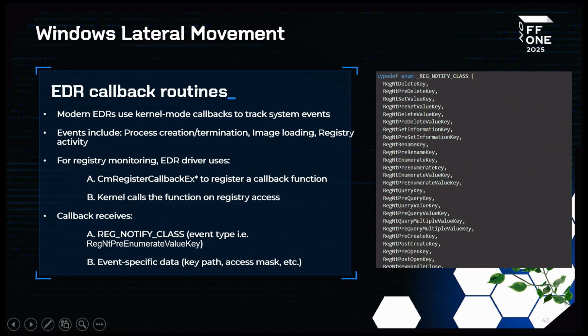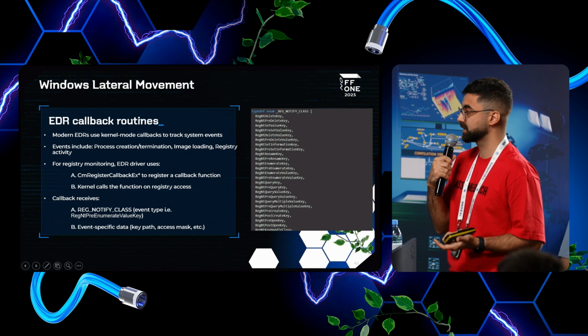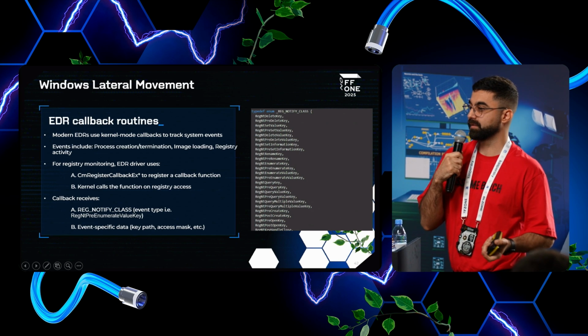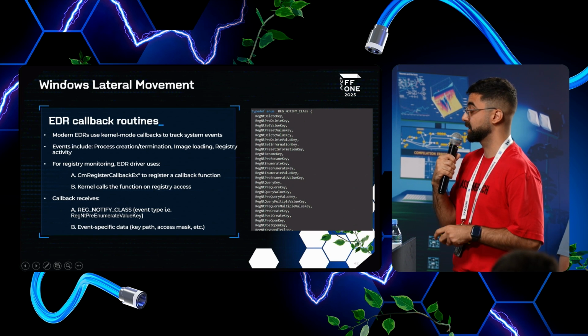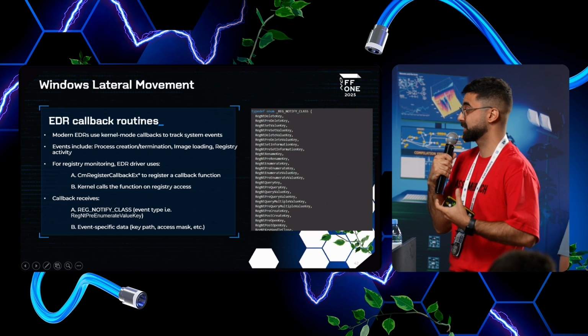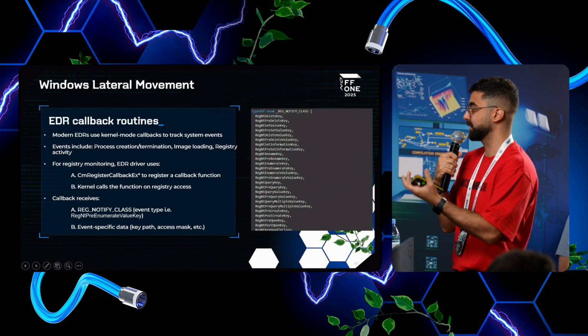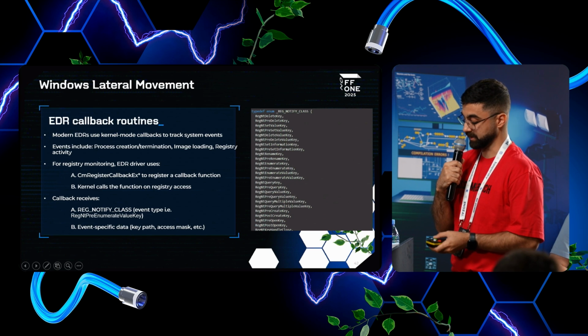And so the driver will receive two things. The first one is what we call the registry notify class, which is the type of event that happened, like I'm reading a value, I'm deleting a key, I'm enumerating keys. And the second one is data specific to this event. Like if you are reading a value, you will have the key path, the name of the value, and the value itself.